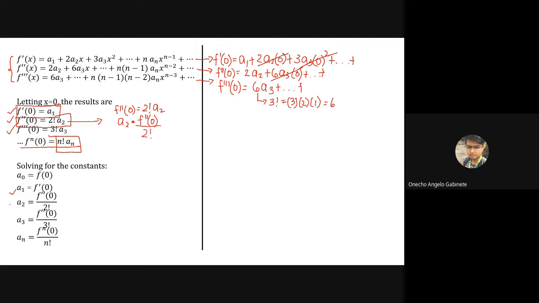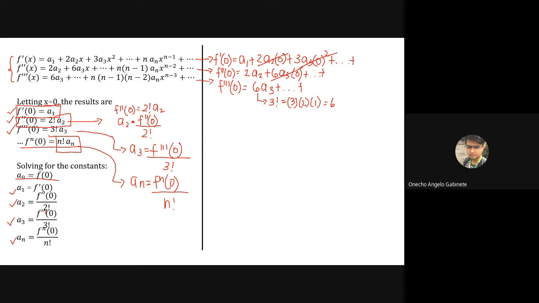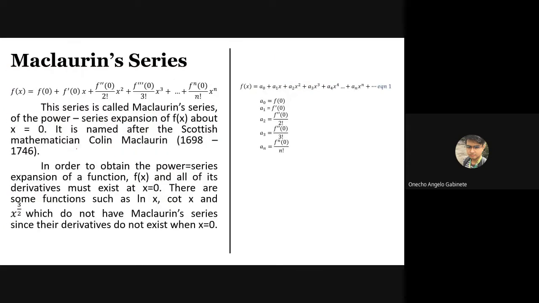Ito na yon. Yan. So, same as dito din po. Magiging a sub 3 equals f triple prime of 0 over 3 factorial. So, ito yun. And lastly, yung ating form, magiging a sub n equals f raised to n of 0 over n factorial. So, ito na yan. So, ito pong a sub 0 equals f of 0. Galing po yun dito. Same lang naman. Okay.